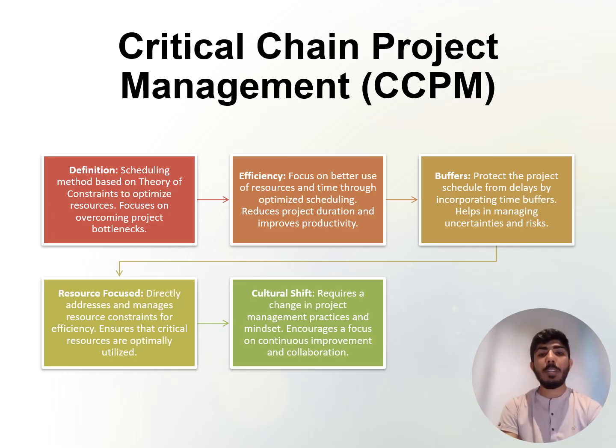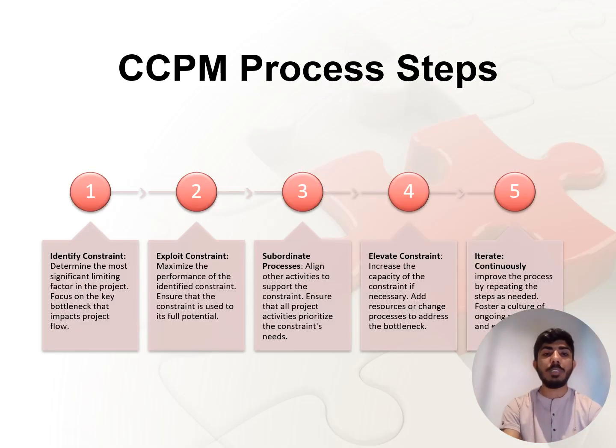Critical chain project management is another approach focused on optimizing resources. Think of it as planning your Lego castle build around the availability of the special pieces you need. CCPM improves efficiency by focusing on the most critical resources and incorporating buffers to protect the schedule from delays. It is resource focused and requires a cultural shift in how projects are managed.